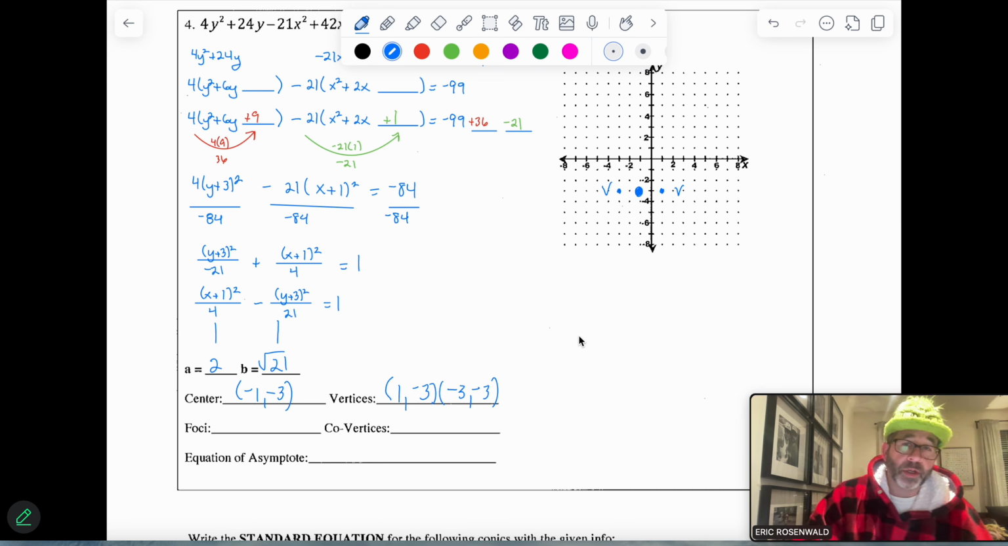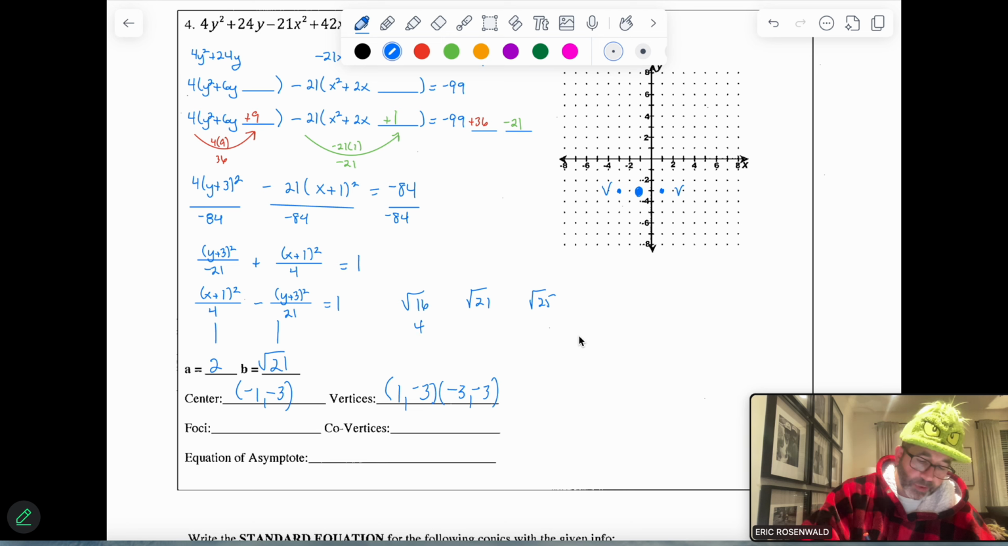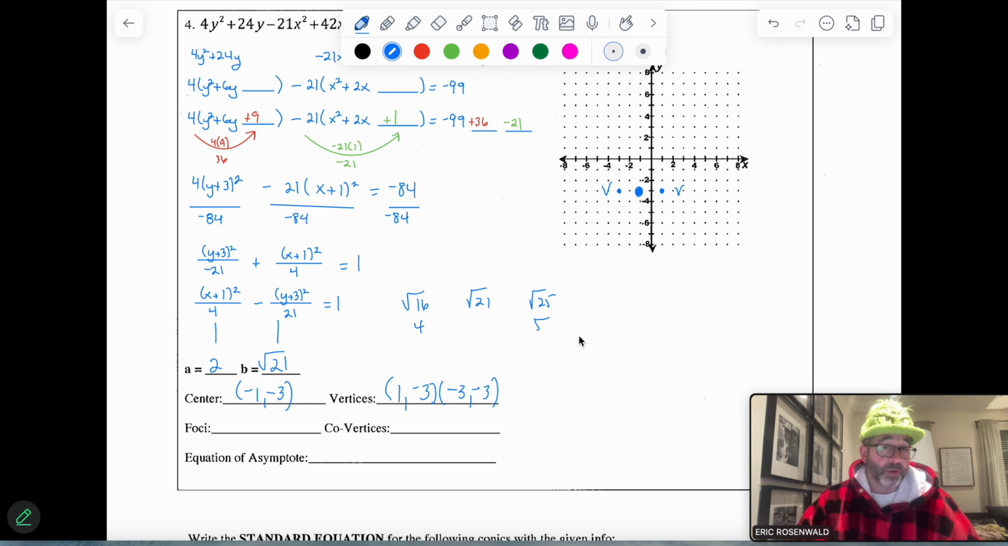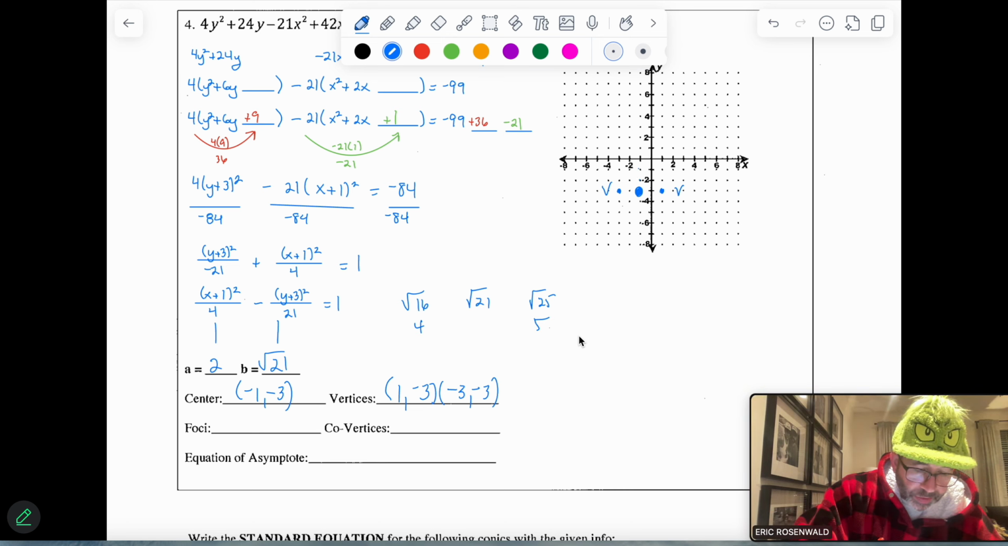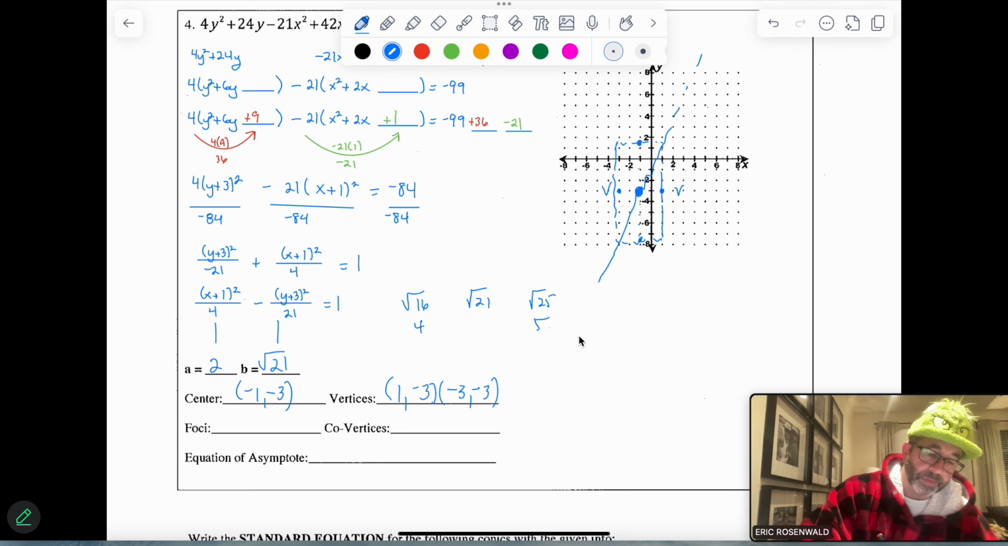My co-vertices, we're going to go up and down root 21. Root 21 is again between root 25 and root 16, so we know that this is 4 and this is 5. So we're going to go a little bit between 4 and 5. I'm going to go 1, 2, 3, 4, and then extra. 1, 2, 3, 4, and then extra. We're going to make our little dotted box around here. We're going to do our asymptotes going diagonally through these. We're going to make our curves going in the x direction, following our asymptotes.